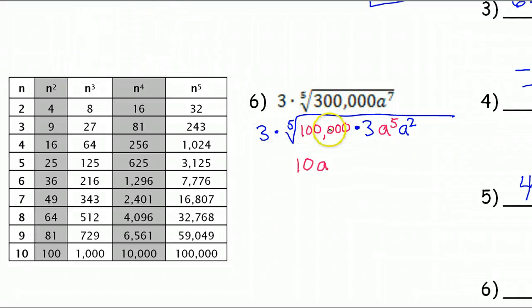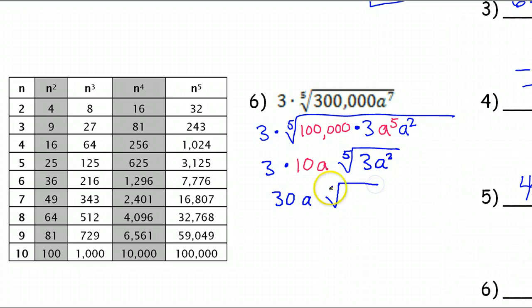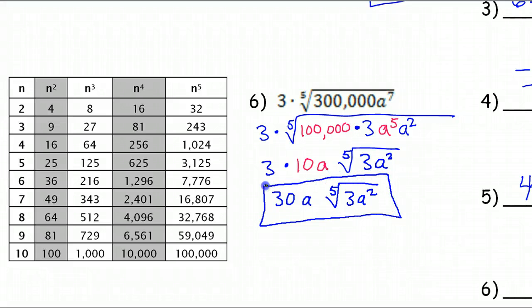Now everything in blue is going to be left just the way it is. So I will still have the 5th root of 3a squared. And I will also have this 3 from the very front. I will just multiply these together and that'll be it. So I will have 30a and then the 5th root of 3a squared. So that should be the final answer for number 6.